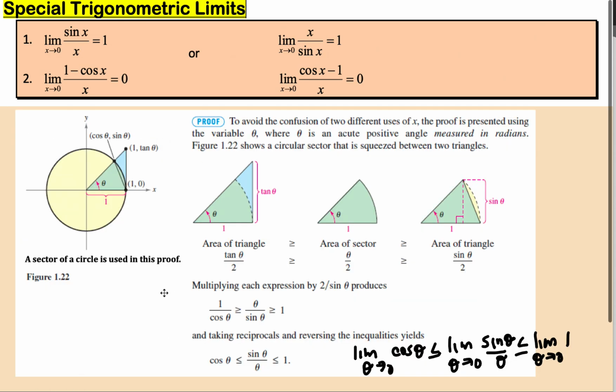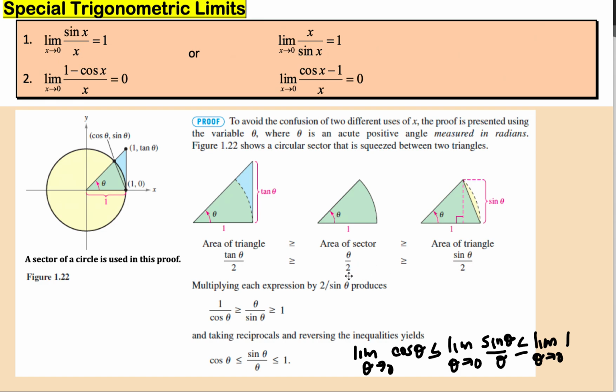Okay, we have 3 areas we'd like to talk about. I'd like to talk about the area of this big triangle. Area of the triangle is 1/2 base times height. The base is 1, and the height is tangent of theta. So this will be tangent of theta over 2. The area of the sector right here, that piece of the area, is theta over 2. I just proved that for you. And the area of the small triangle is 1/2 base times height. Base is 1, and the height right here is sine of theta. So this is sine of theta over 2.